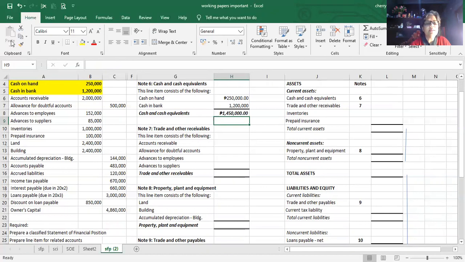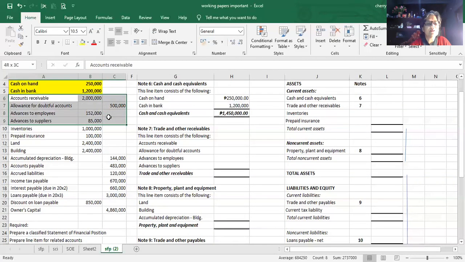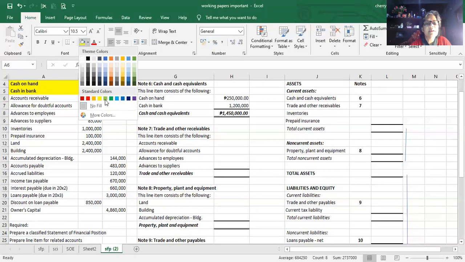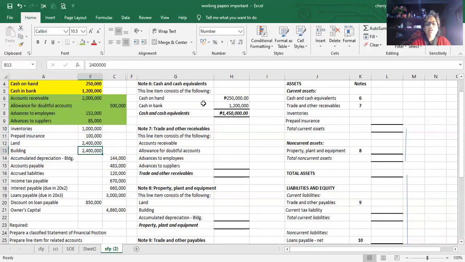So look at the data. We have accounts receivable, allowance for doubtful accounts, advances to employees, and advances to suppliers. So they are related to each other. They are trade and other receivables. So let's make this green, so that we can easily pinpoint them.